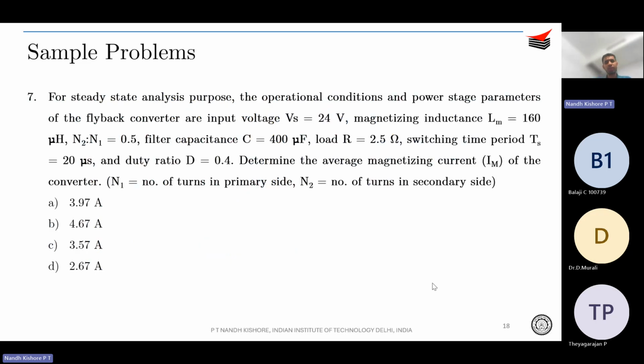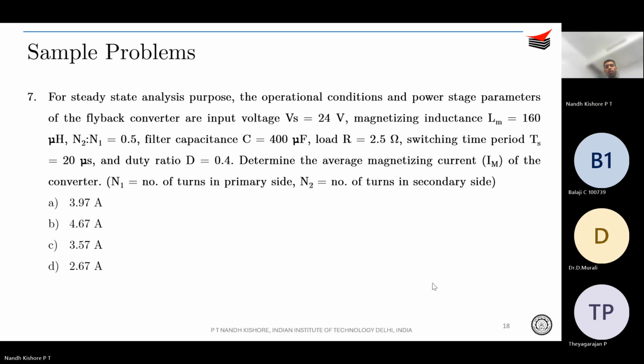So for steady state analysis purpose, the operational conditions and power stage parameters of the flyback converter are Vs is 24 volts, magnetizing inductance Lm is equal to 160 microhenry, N2 to N1 is 0.5, meaning the output side or secondary side turns with respect to the primary number of turns is 0.5. Filter capacitance is 400 microfarad, R is 2.5 ohms. Switching time period is 20 microseconds or 50 kilohertz, right? Duty ratio D is 0.4. Determine the average magnetizing current of the converter.